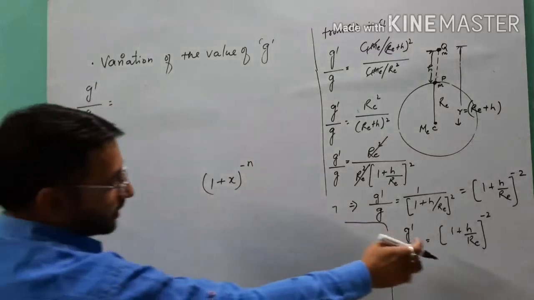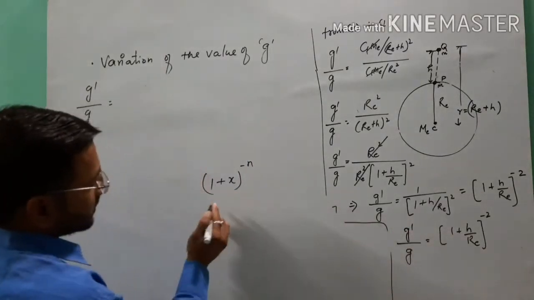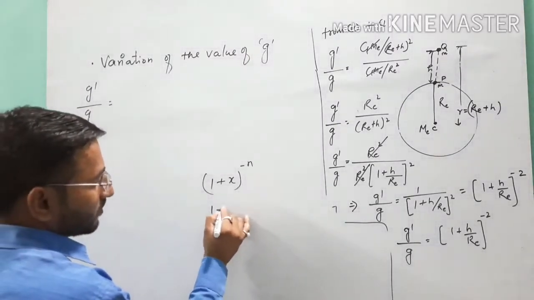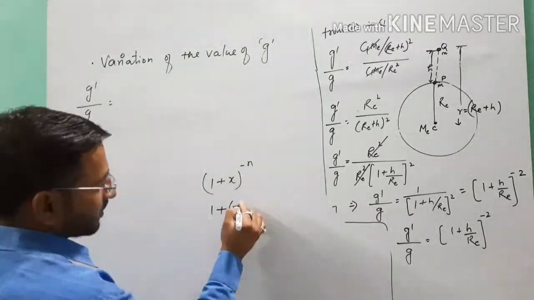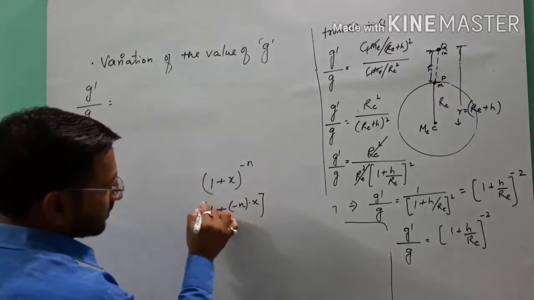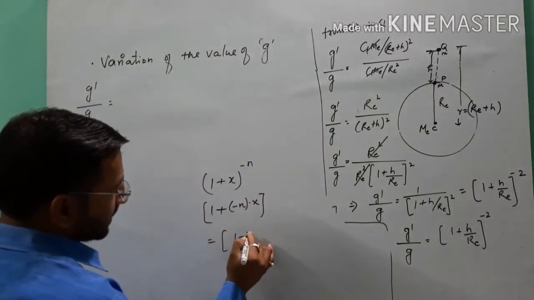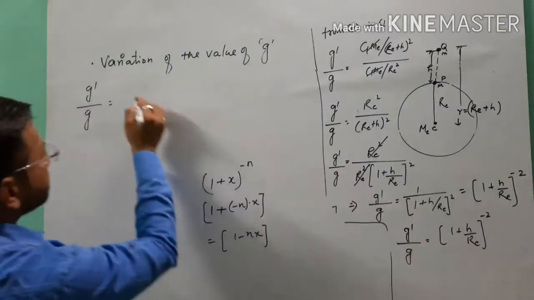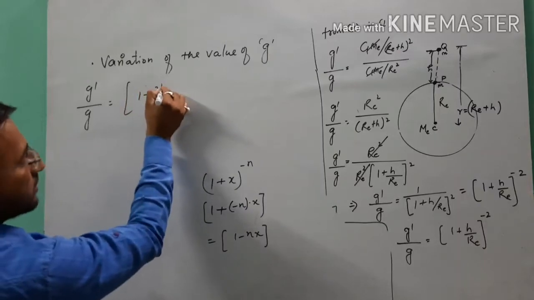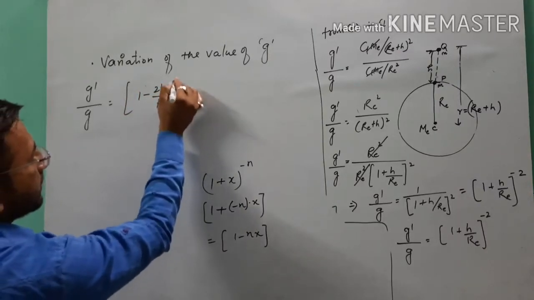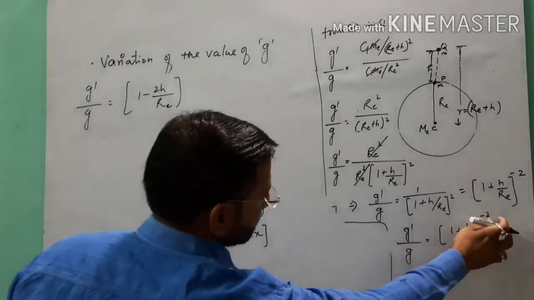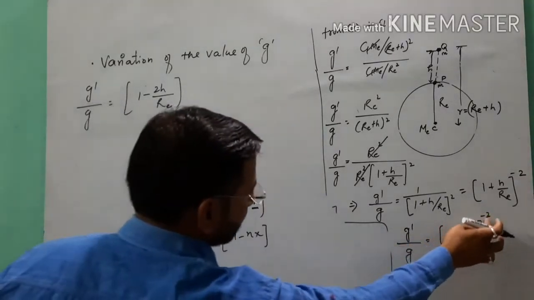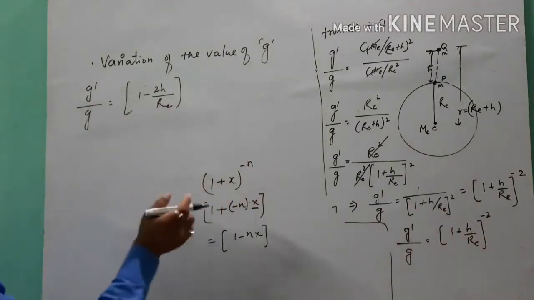According to this formula, I will use this relation, and in physics we will take only two terms. 1 plus nx means this will be multiplied with x, so the expansion of this is 1 minus nx. Point clear? So similarly, I will write this value as 1 minus 2h upon Re. This minus 2 will multiply by this value according to this, so it will be 1 minus 2h upon Re.